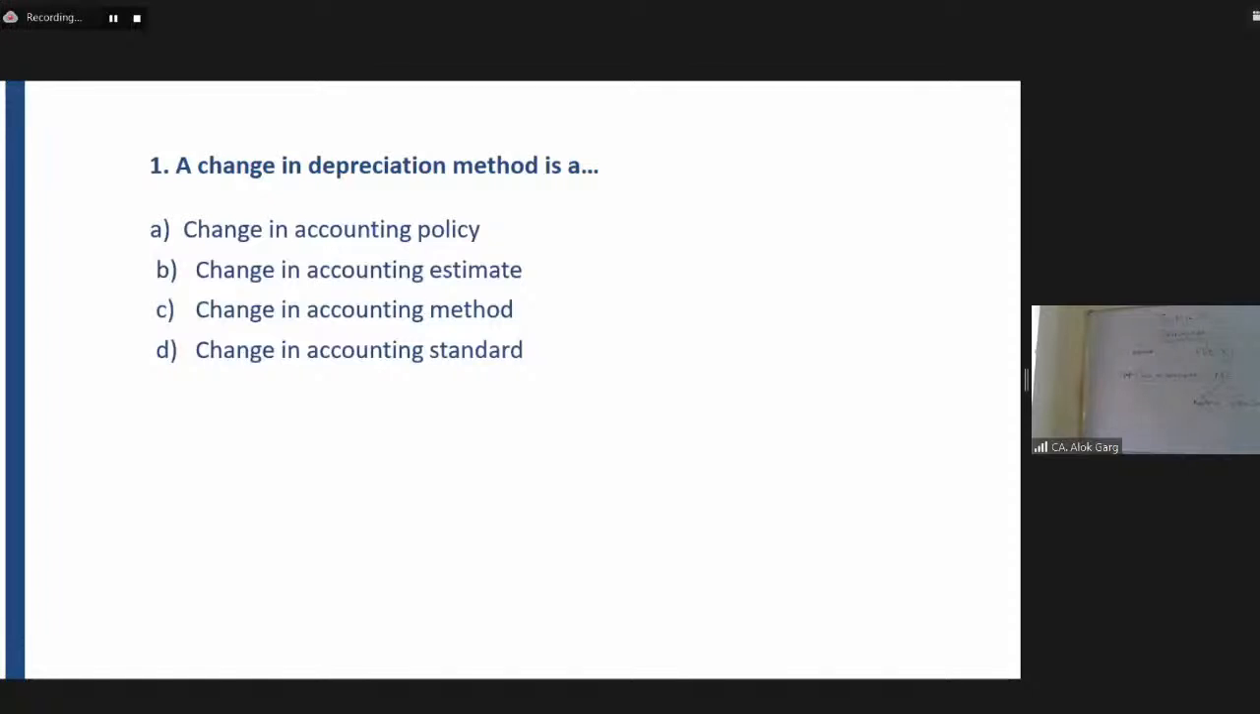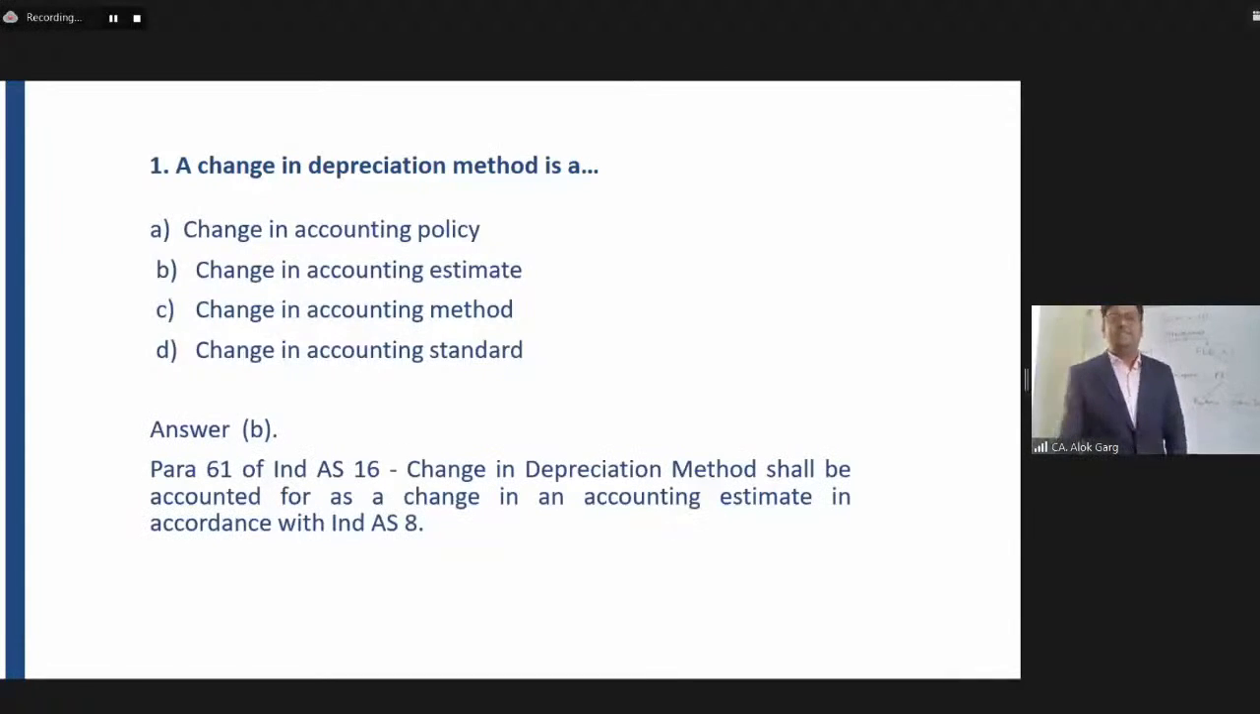Great. Absolutely great. Yes, it's a change in accounting estimate. It's not a change in policy, standard, or method. It's a change in estimate. So 11 participants have responded. Para 61 says that a change in depreciation method shall be accounted for as a change in estimate in accordance with Ind AS 8. Sir, do we need to learn the para numbers for the examination? No, you are not required to learn the para numbers. You are only required to understand the concept given in the standard.